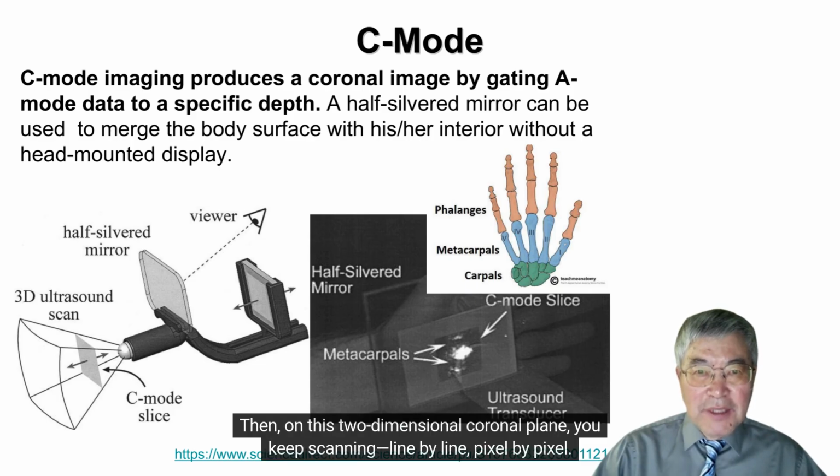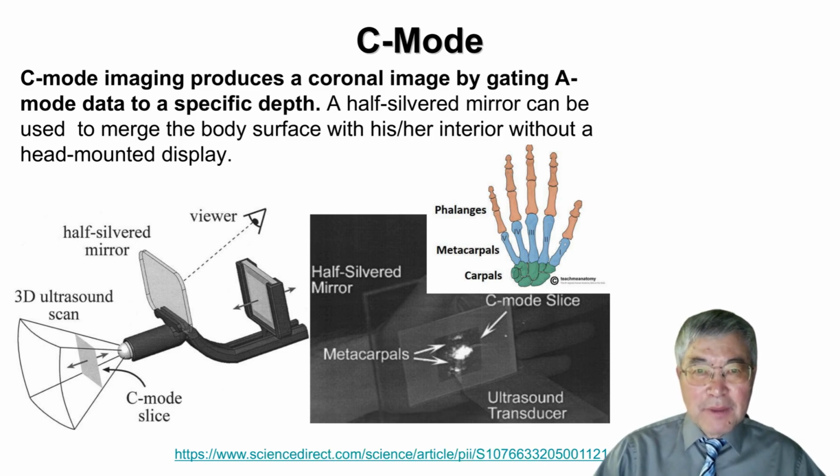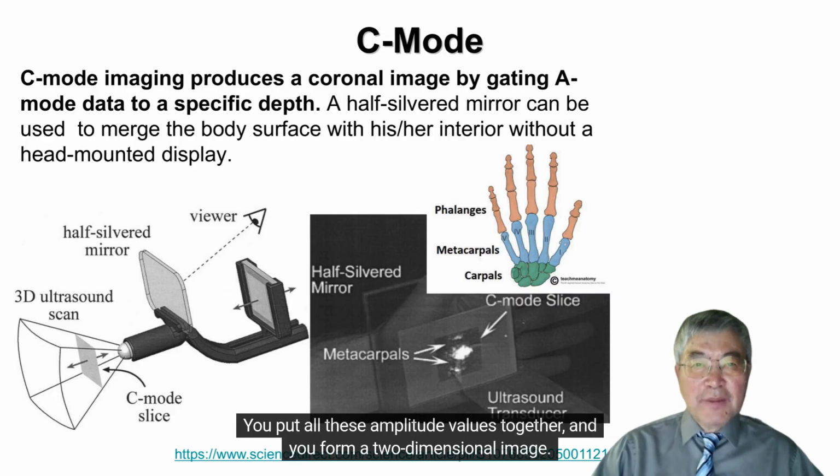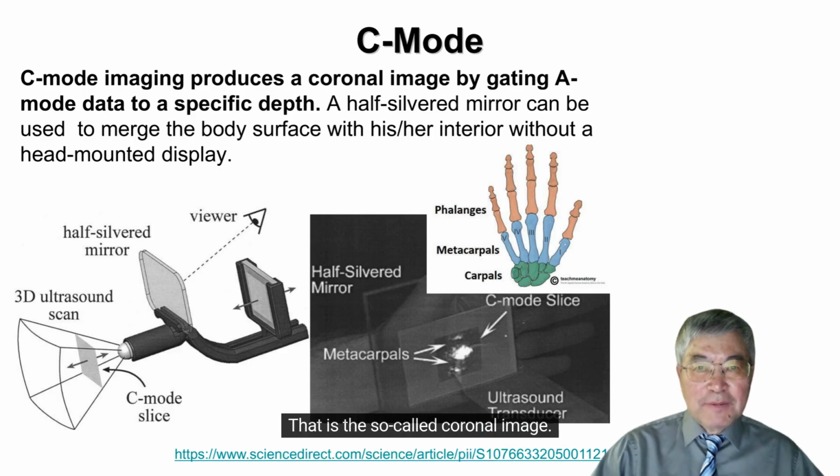Then, on this two-dimensional coronal plane, you keep scanning, line by line, pixel by pixel. You make sure the round-trip time is targeted to that depth position. You put all these amplitude values together, and you form a two-dimensional image. That is the so-called coronal image.